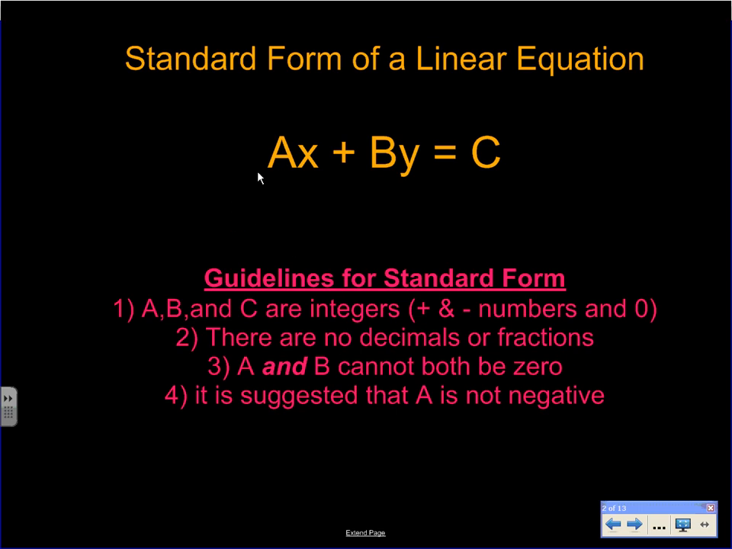If B is equal to 0, 0 times y is 0. And then basically 4x plus 0 is 4x. Divide by 4, so x is equal to 3. And we know when x is equal to 3, that's going to be a vertical line that crosses at positive 3.